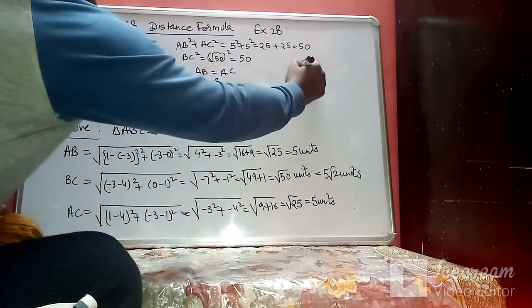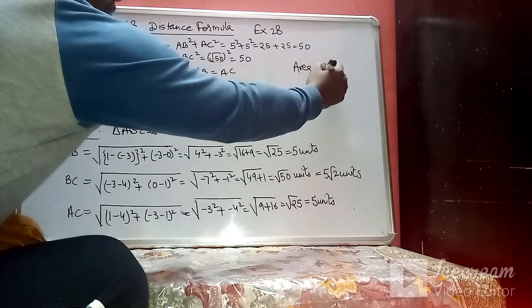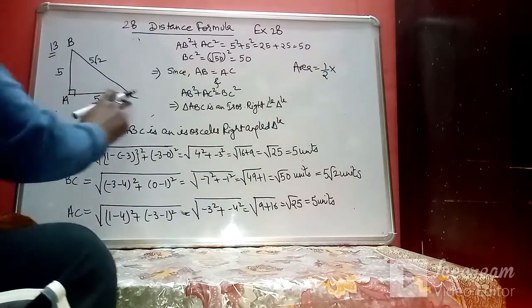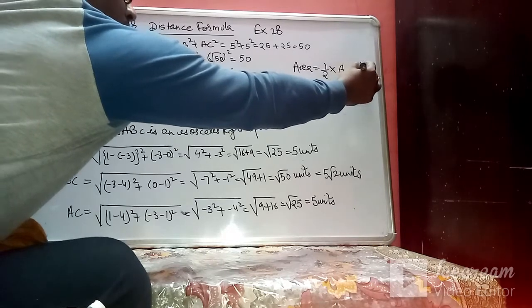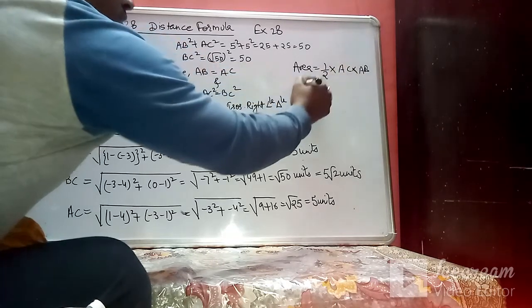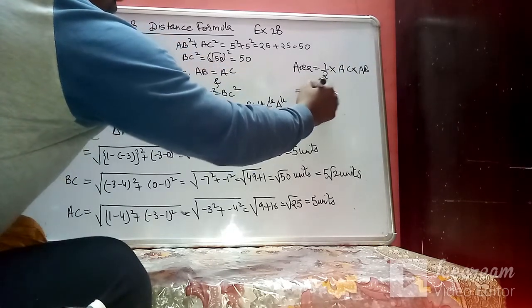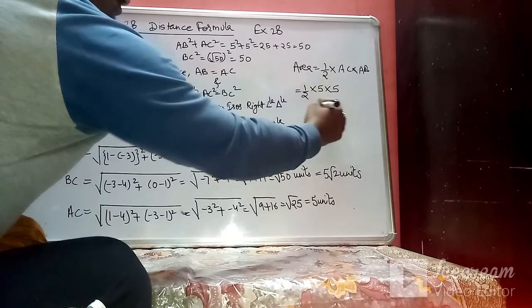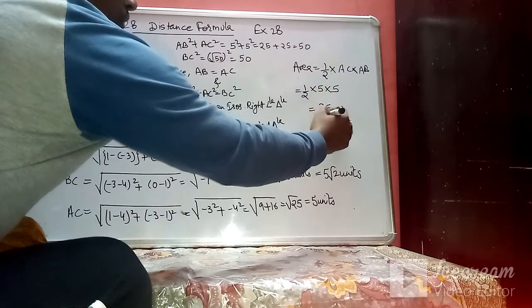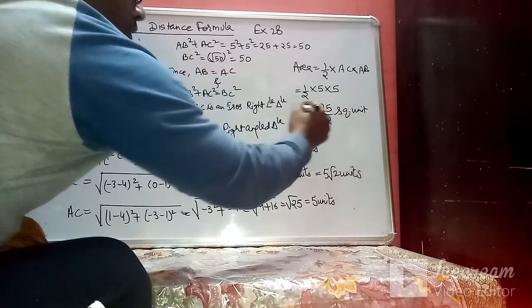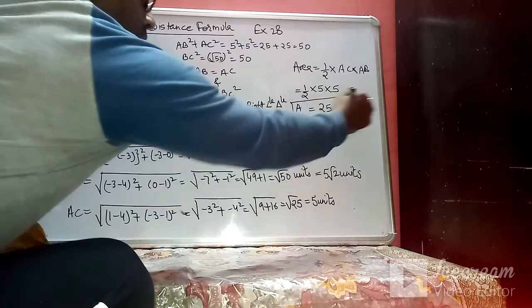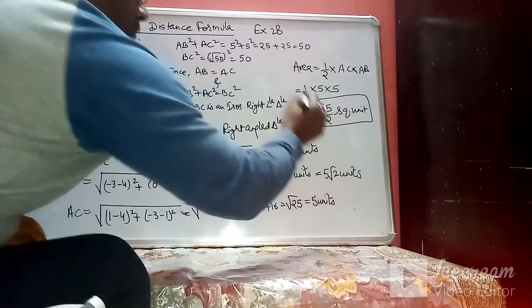So we know that the area of a triangle is half base into height. So base we can take AC, into height we can take AB. So what will be the area? 5 into 5, that is 25 upon 2 square units. So this will be the area of this triangle.